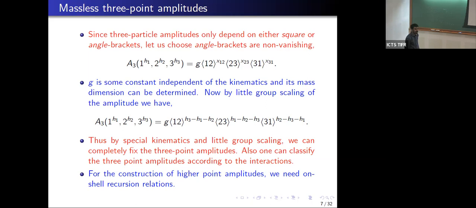Sorry, Ashok, what are you looking for exactly? That the transformation is correct. Yeah, Lorentz covariance and everything.